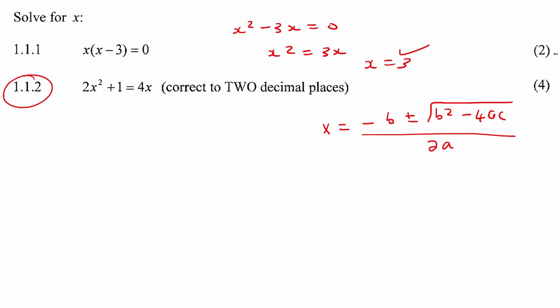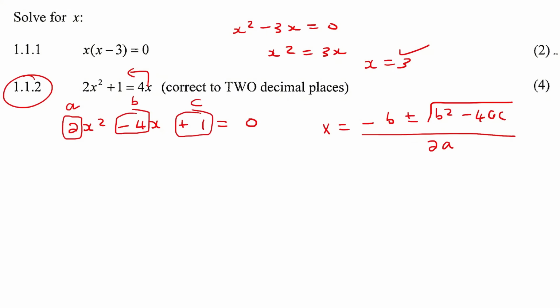Okay, so what you're going to do, guys, is we can never use the formula like this. We always want to make it equal to 0. So how do I do that? I take the 4x over to the other side. There we go. Now remember, this part over here is a, this part over here is b, and this part over here is c.